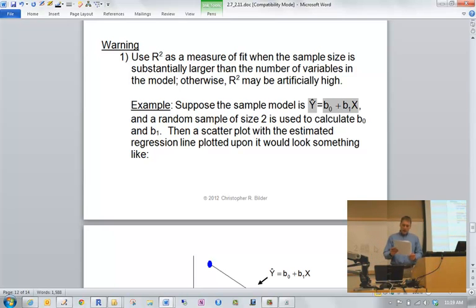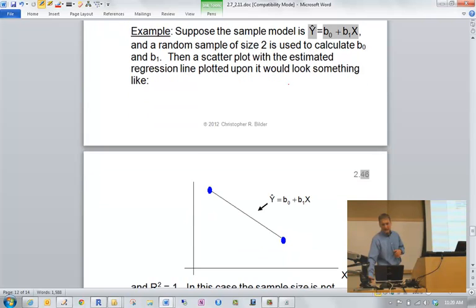Let's talk about some warnings about using R squared. It's a measure of fit of the model. How well does our model fit the data? Does it fit well? Does it fit maybe poorly? But you have to be careful when using it. If your sample size is small relative to the number of predictor variables you have in your model, your R squared might be, let's say, artificially inflated.